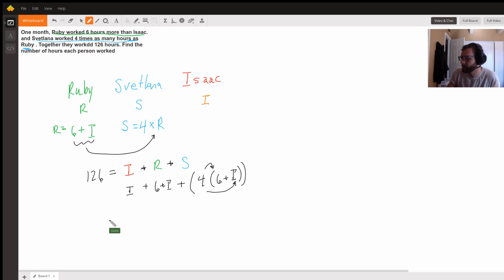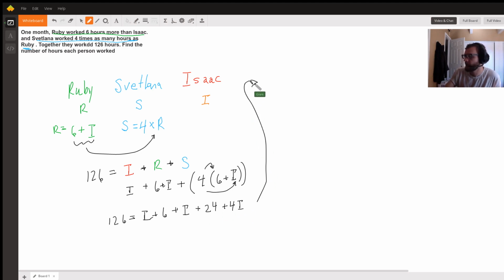And then we'll get the equation 126 is equal to I plus 6 plus I plus 24. 6 times 4 is 24, plus 4I. We can go ahead and write that up here. And so we have 1, 2, 3, 4, 5, 6, so we have 126 is equal to 6I plus our numbers, so plus 30.